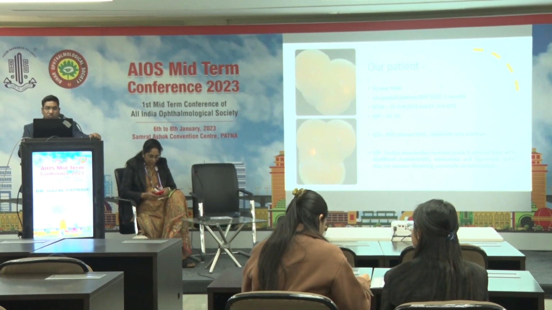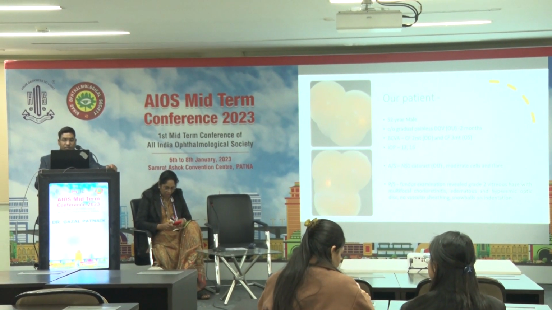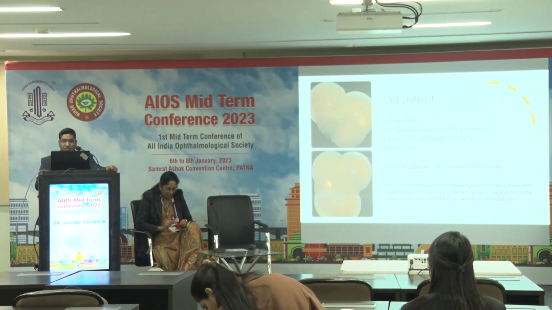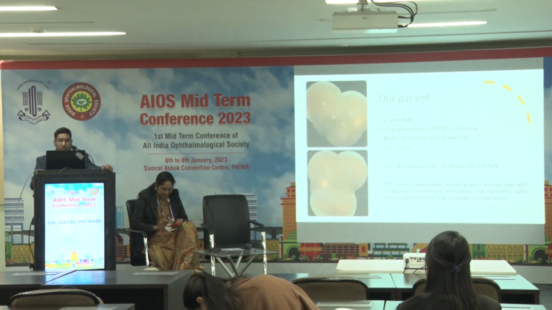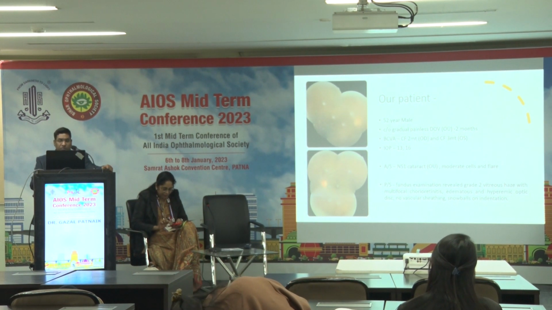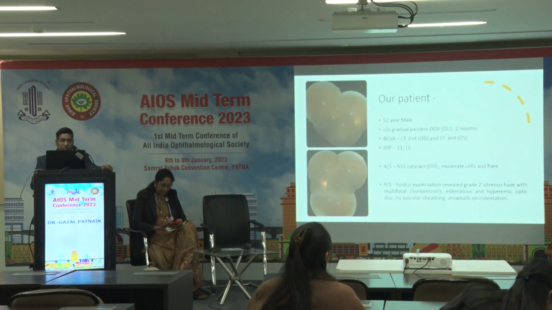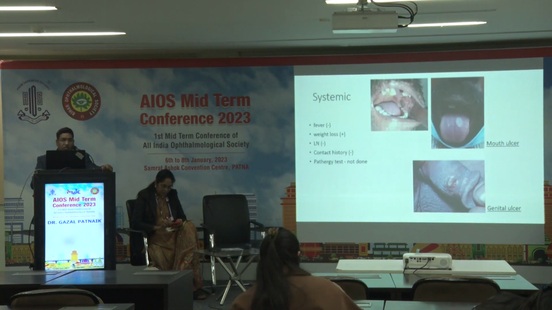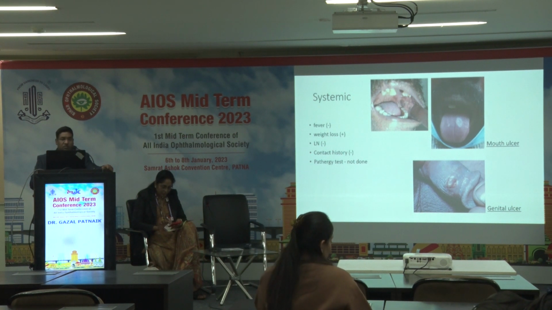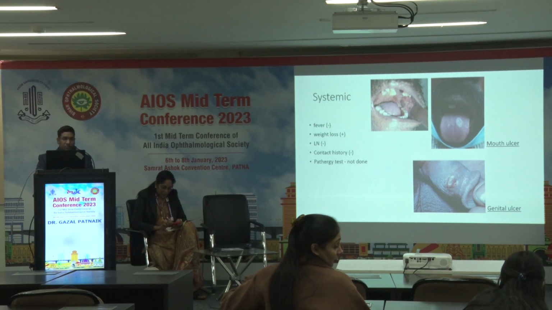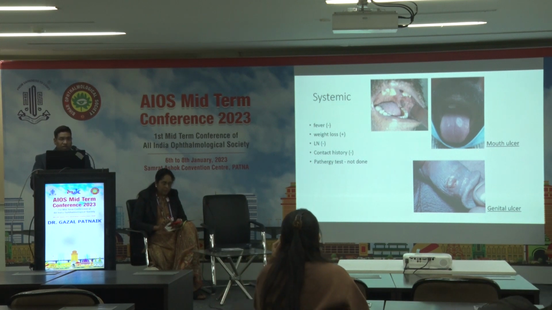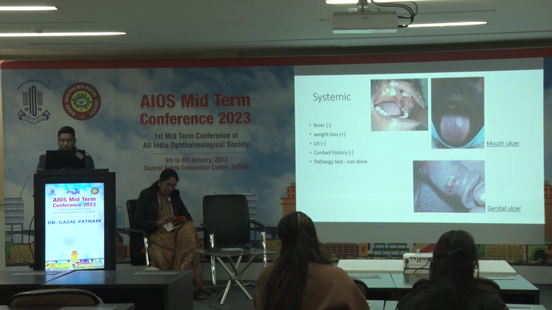Anterior segment showed early cataract with moderate cells and flare. Fundus examination revealed grade 2 vitreous haze with multifocal choroidal patches and a hyperemic, edematous optic disc, but no vascular seeding. On indentation, snowball exudates were appreciable. Systemic examination showed no fever, moderate weight loss, no lymphadenopathy, and no contact history, and the patient didn't agree to the pathology test. There were both mouth ulcers as well as genital ulcers.